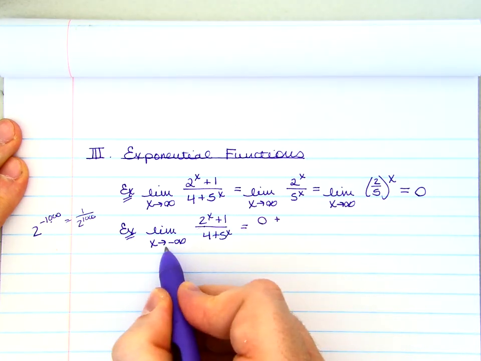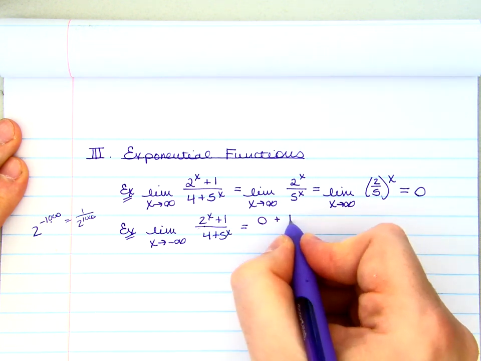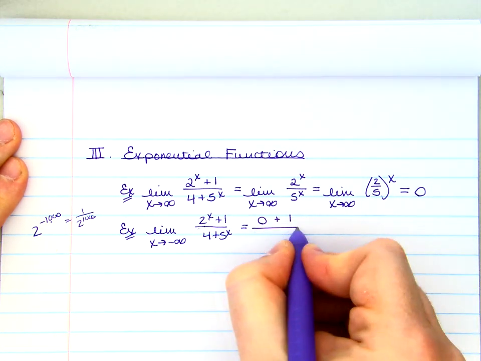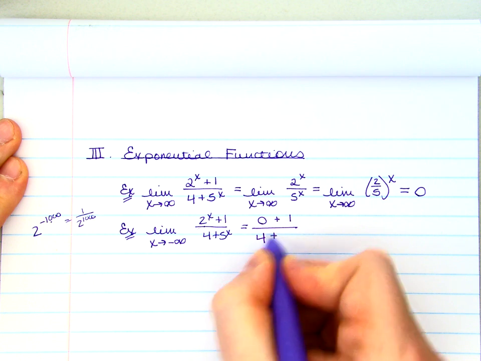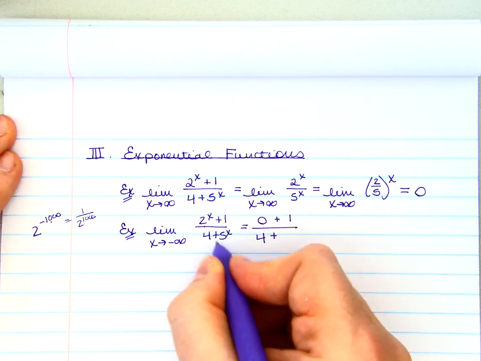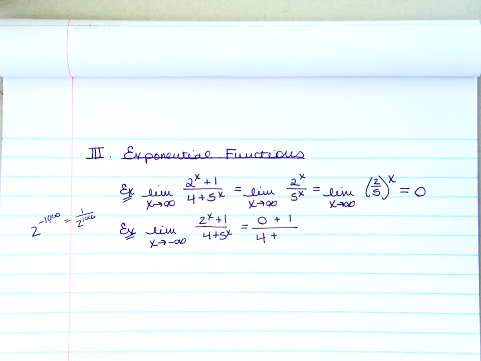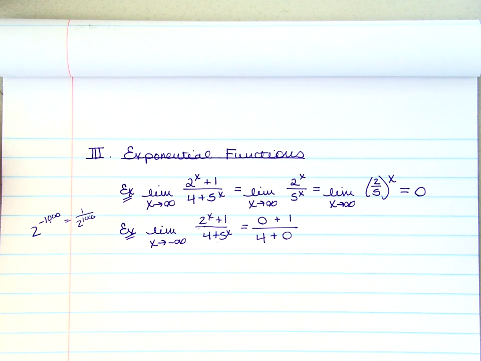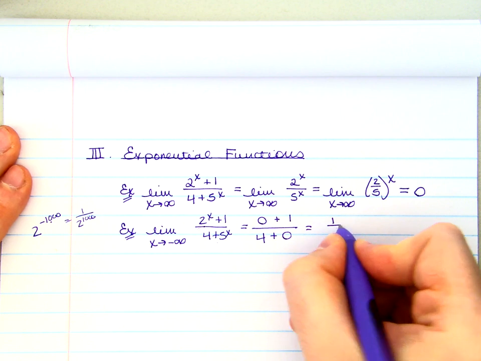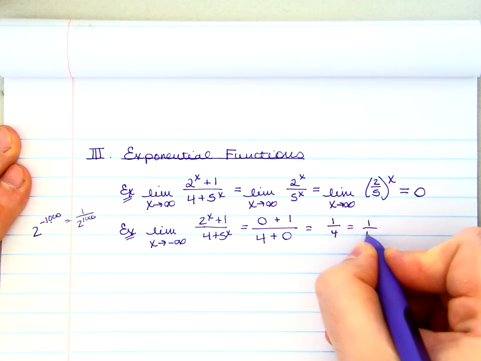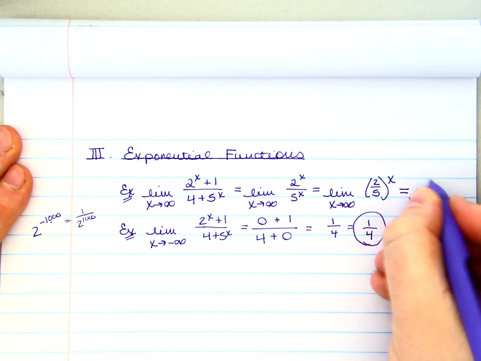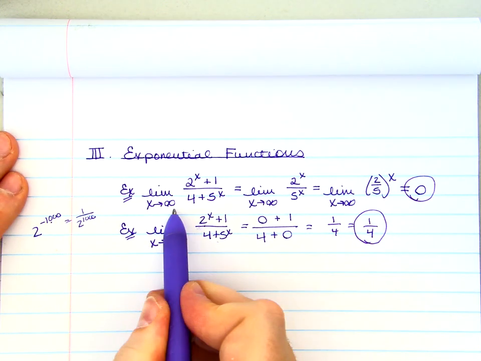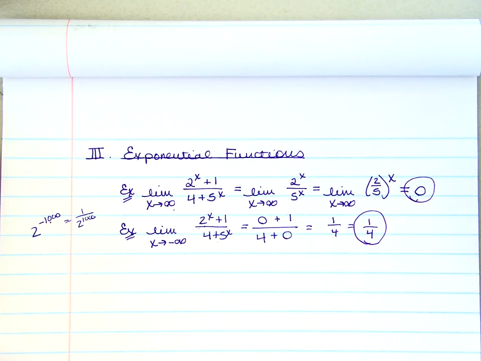What happens if I plug a negative huge number into 1? You just get 1. On the bottom, I have 4 plus. What is 5 to a negative huge number? That is also 0. I'm going to get 1 over 4. I'm going to get 1/4. This problem worked very differently on the right side versus on the left side.